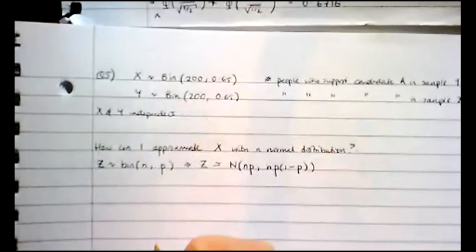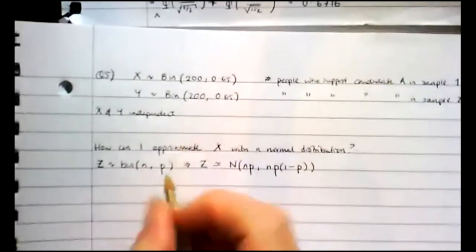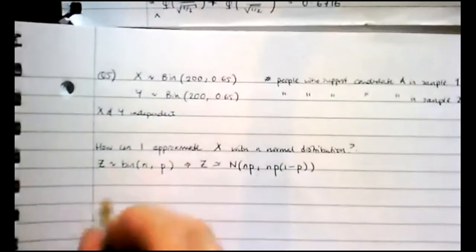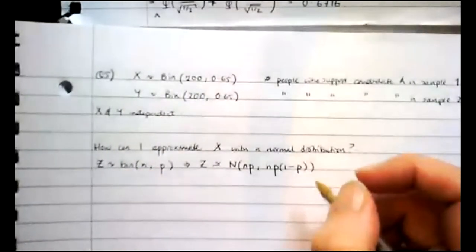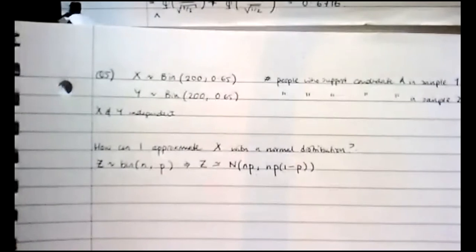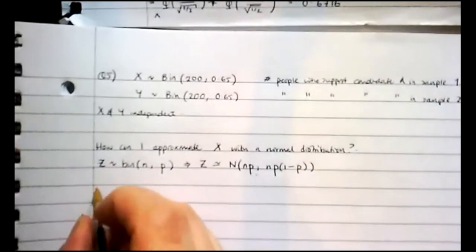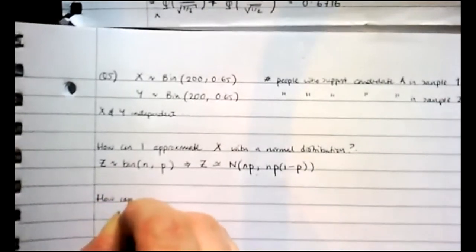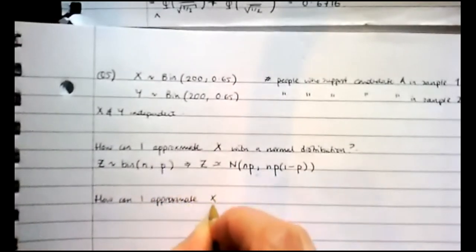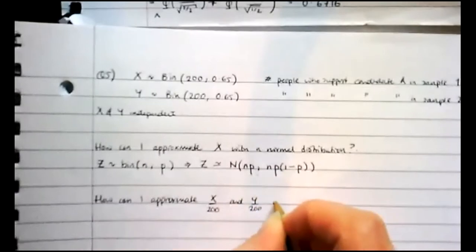Okay. Oh, having a moment. All right. So if we recall that that's how we approximate the distribution of a binomial random variable with a normal distribution, how can I write down the distribution? So how can I approximate X divided by 200 and Y divided by 200 using the normal distribution?